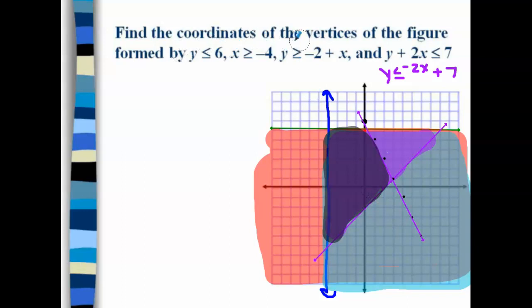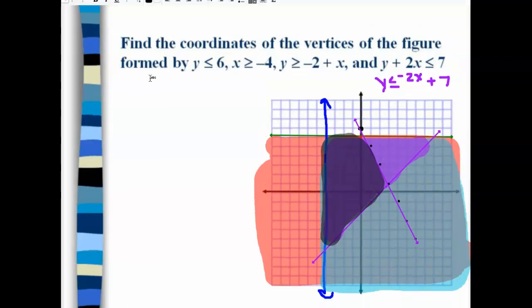It asked me to find the coordinate of the vertices of the figure. So the coordinates of the vertices are all the points of intersection. So that's this point right here. So that's at negative 4, positive 6. So we're going to have 4 coordinates in this case. So one coordinate is at negative 4, positive 6.